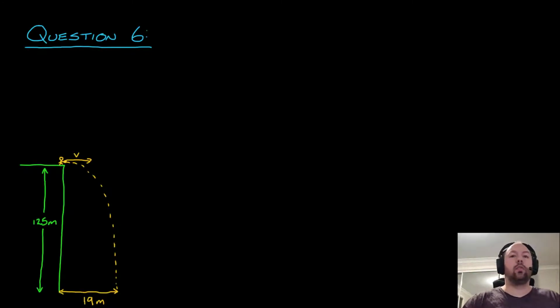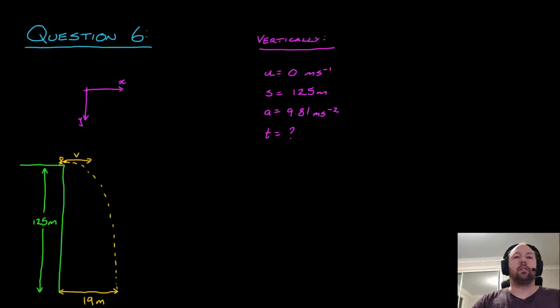So in this question we've got an object that is thrown at an initial velocity horizontally from the cliff, and we want to know how fast that is. We know that the cliff is 125 meters tall and that the object lands 19 meters away from the base of the cliff. So we'll start by defining our positive directions as to the right and down in the x and y. And we'll write down what we know vertically about the motion.